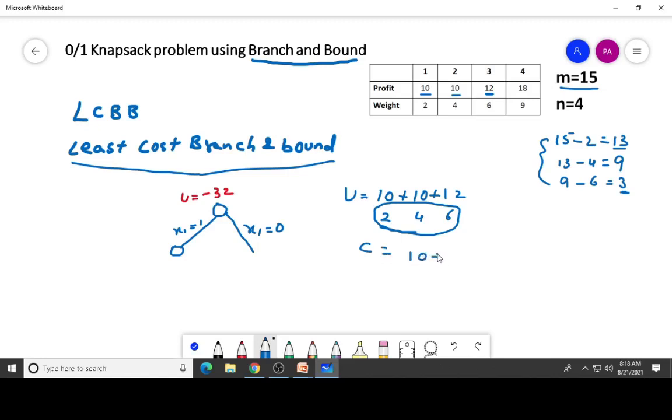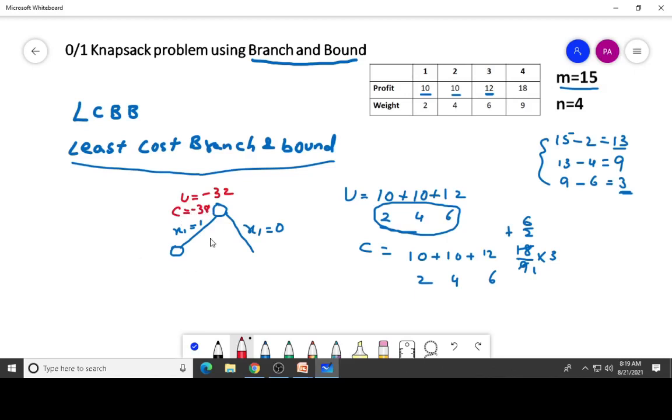What about the C? In C, I can add 10 plus 10 plus 12, and this 2 4 6. And here, what is the remaining size? Remaining size is 3. So here we can take the profit 18 divided by 9 multiply by 3. 9 ones are 9, 9 twos are 18, 2 threes are 6. So we are getting 6. So what is our cost now? Our cost is 10 plus 10 is 20, 20 plus 12 is 32, 32 plus 6 is 38. C is equals to minus 38.